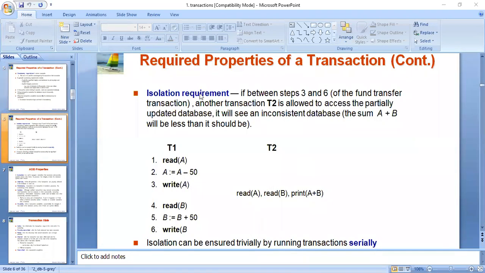And next, the isolation requirement. This isolation requirement means that every instruction has to be executed independently. Every instruction has to be executed independently.